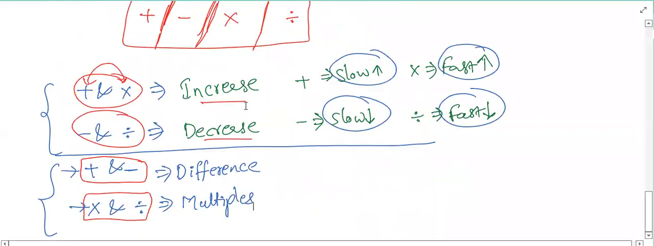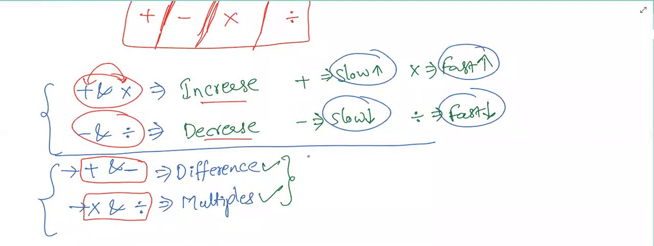Let us go to this point. These two come under the difference category and these two come under the multiples category. Next, tell me one thing. Between these two, which is of our first priority, the difference category or the multiples category? Which is better to give first priority? Multiplication, very good.